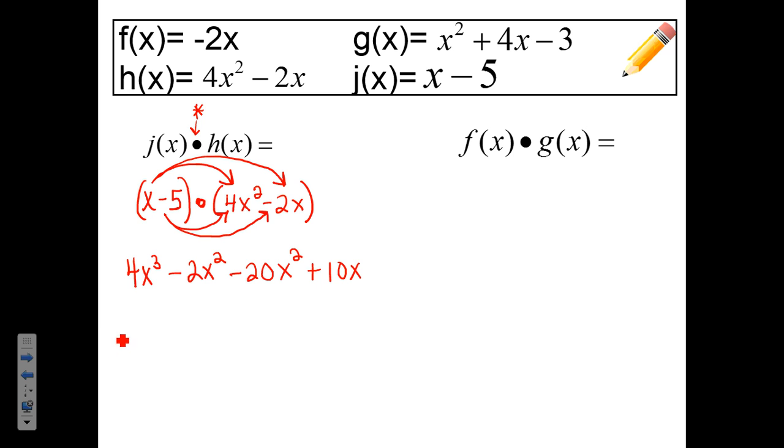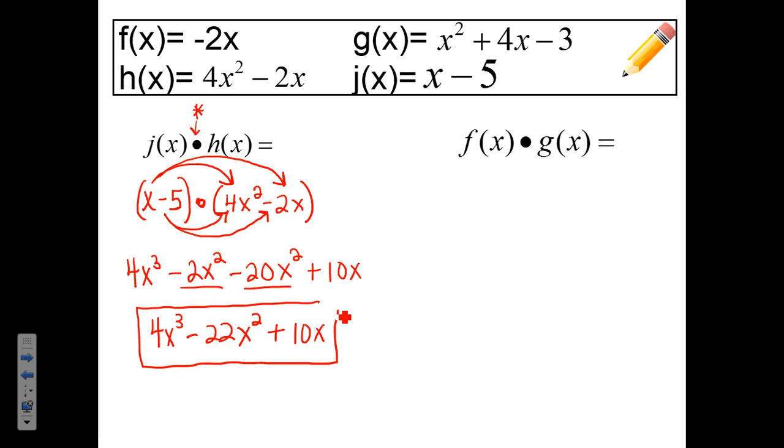Now I want to do a scan to make sure I get it in standard form and add all the like terms together. So here I'd have 4x cubed, because there's no other x cubes. I got some x squareds here, 2 different kinds. I have negative 2 and negative 20, which makes negative 22x squared. And then the plus 10 has nothing to be added to, so we just add it to the end. So I just multiplied j of x times h of x. Okay, let's try that one more time.